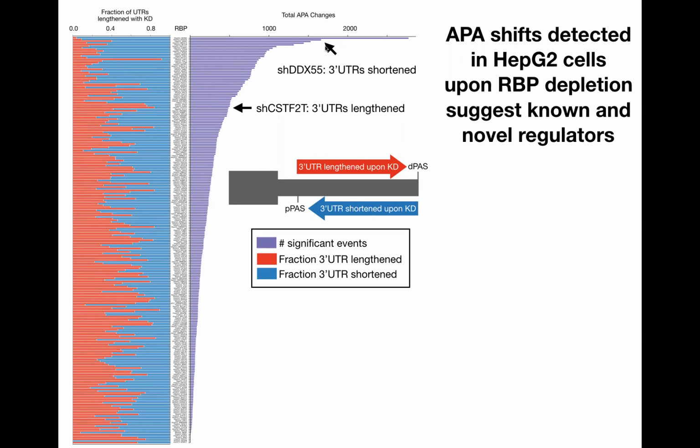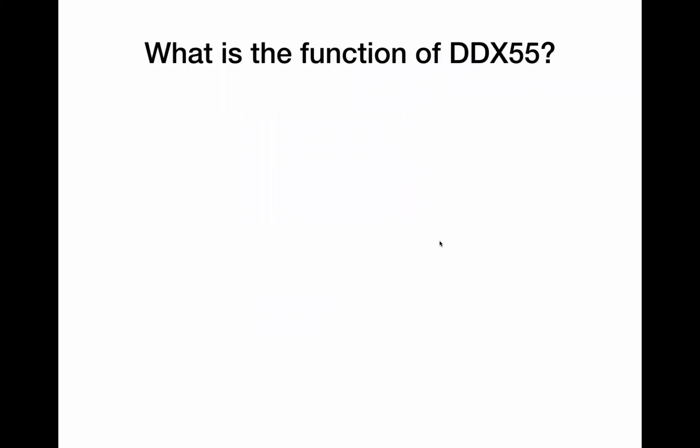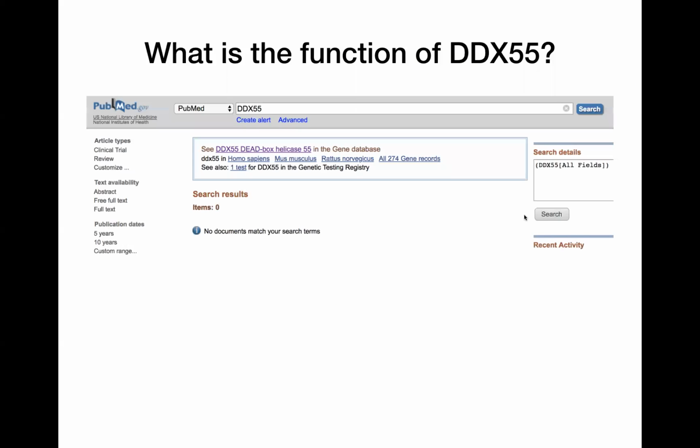But the rest of the talk, I'm going to focus on DDX55, which is our number 2 candidate in HepG2 cells, which had the second most number of targets. And interestingly, it's a little hard to see, but almost all of the targets upon DDX55 knockdown were shortened upon knockdown. So why DDX55? When I initially started the project, there were actually no PubMed hits for DDX55.